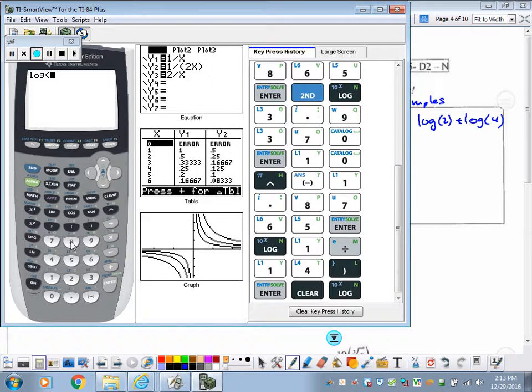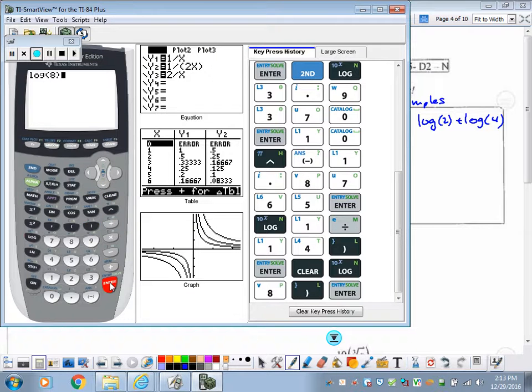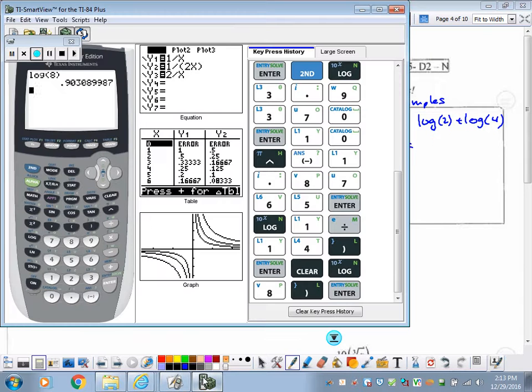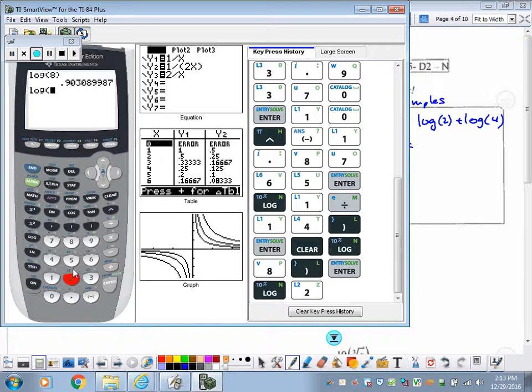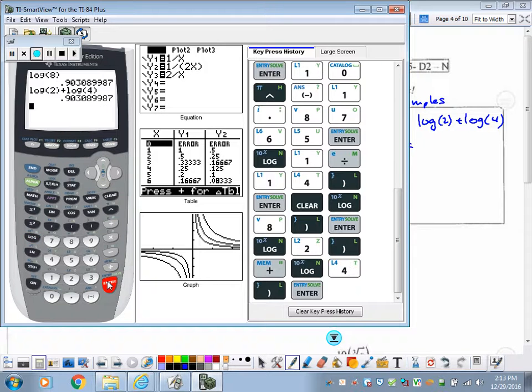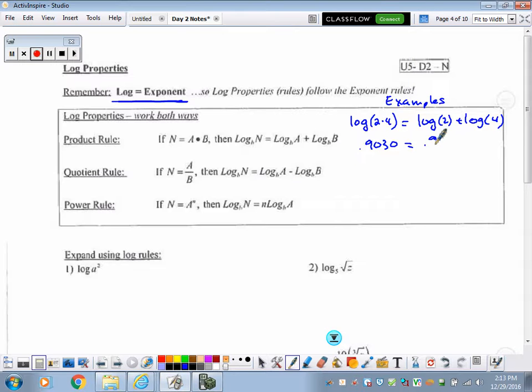Is it true that log 8, which is 4 times 2, which is 0.9030, is that the same as log 2 plus log 4? Let's find out. Log 2 plus log 4. And what do we get? We get the same answer, 0.9030. It's kind of cool. Notice that your multiplication, the 2 times 4, is going to be the same as log 2 plus log 4.